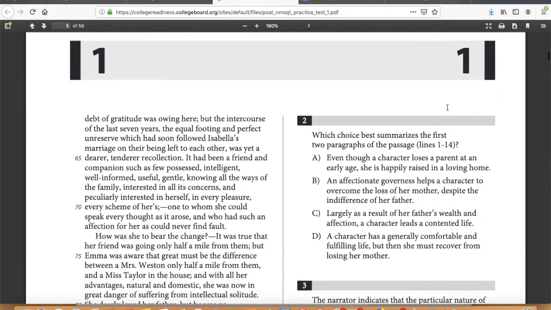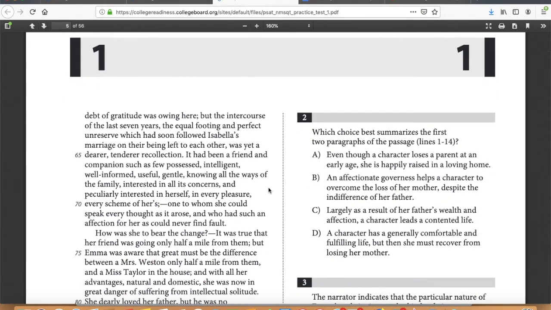It had been a friend. All right. It had been a friend and companion such as few possessed, intelligent, well-informed, useful, gentle, knowing all the ways of the family, interested in all its concerns, and what is that word? Sound that out. Peculiarly. Yeah, it's tough to pronounce. Peculiarly. In a peculiar way, is what I mean. Right. Peculiarly.